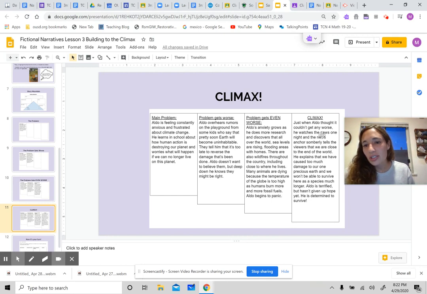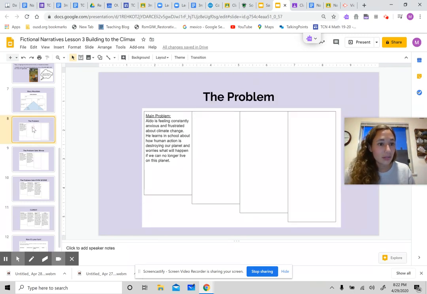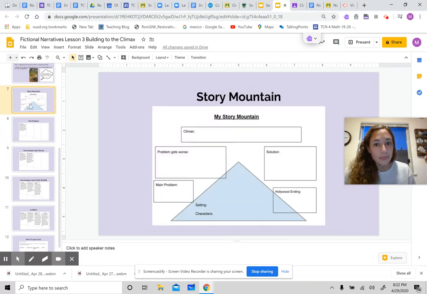Now, if I just ended my story here, my reader wouldn't know how Aldo solved his problem. But I know that my reader is thinking, oh, I bet the next section is going to be about Aldo solving his problem because he wants to survive. So let me go back and see. On a different day, we're going to be teaching you what happens down the other side of the mountain: what happens during the solution and the Hollywood ending.